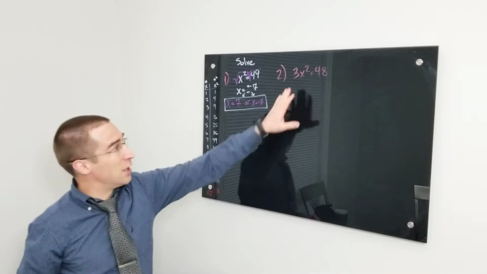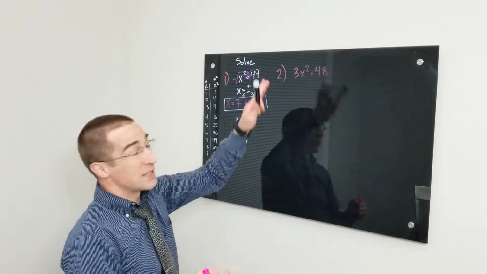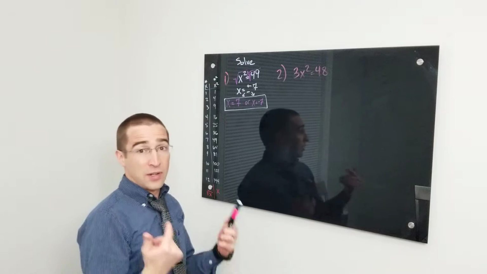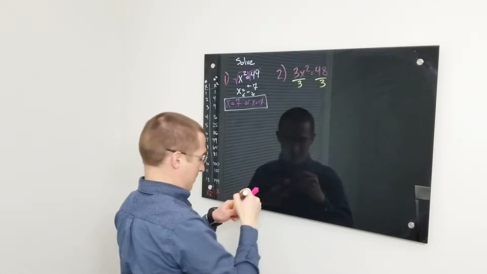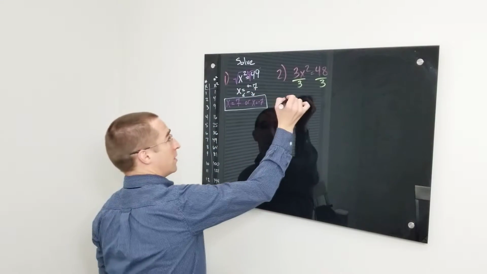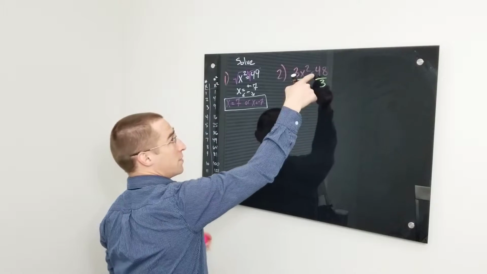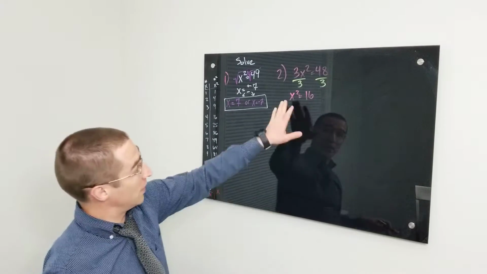And remember, anytime you got a number next to a variable, that's implied multiplication. It's saying, hey, it's 3 times x squared. So in order to get rid of that, we got to do the opposite. We're going to divide by 3 on both sides. So 3 divided by 3 cancels. We have x squared equals 48 divided by 3 is 16. So now it's just x squared on the left.